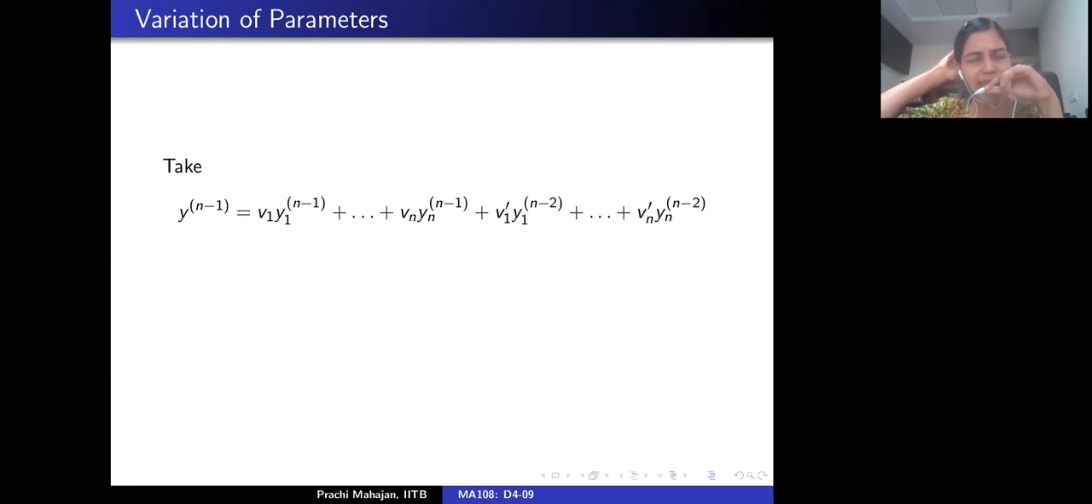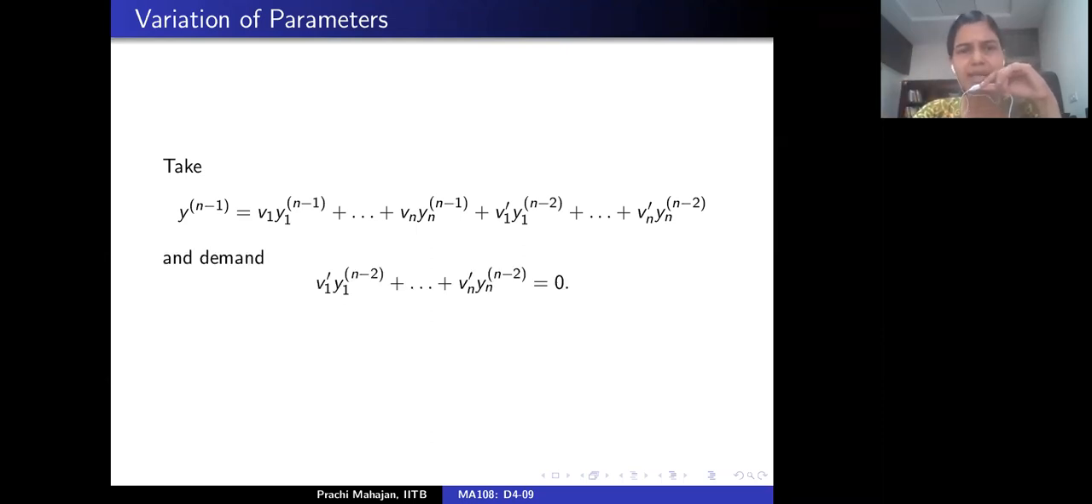So if you differentiate n minus 1 times, I'm going to demand that the first derivative of v1 times the n minus 2th derivative of y1, all the way till the first derivative of vn times the n minus 2th derivative of yn, equals 0. So now I have n minus 1 conditions on v1, v2, vn. Is that okay?